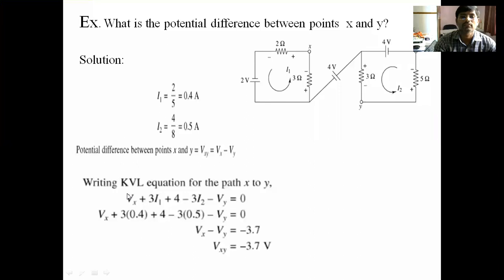3.7 is the right answer, okay? Vx minus plus 1.2, yeah, that's right. 1.2 plus 4, plus, even that's also wrong, I think so. Plus 1.2 minus 1.7.